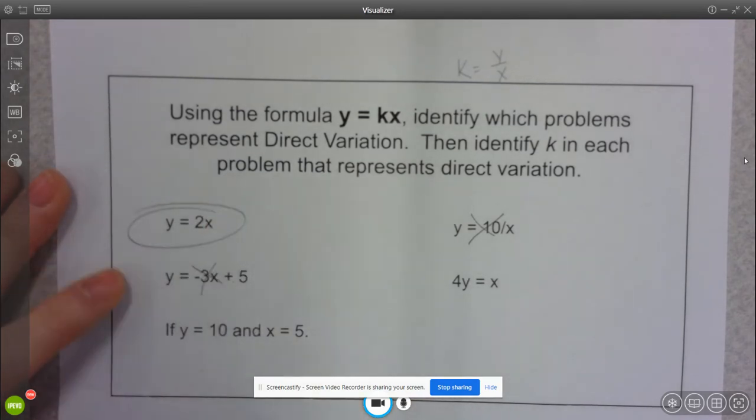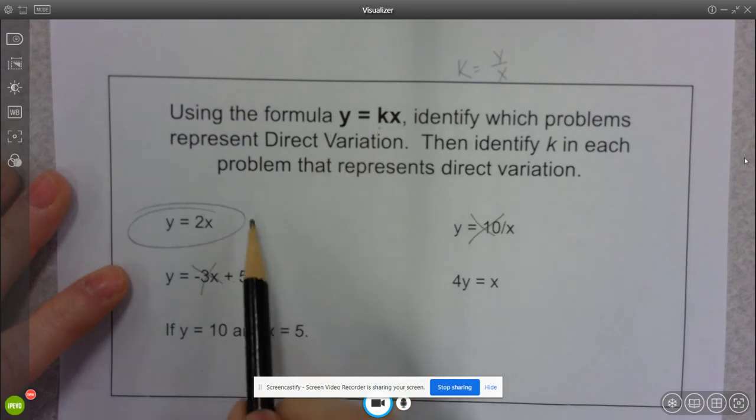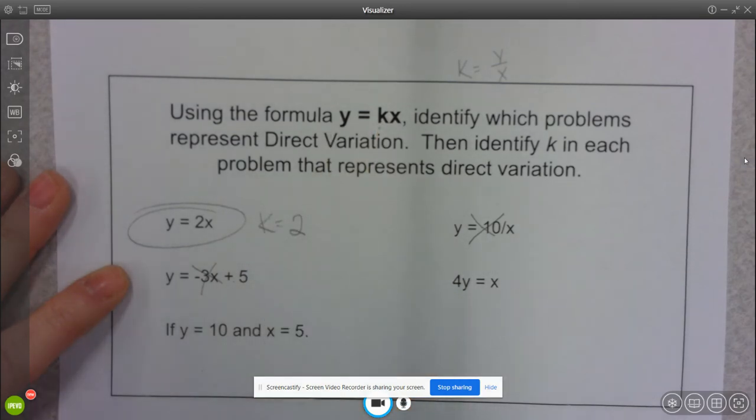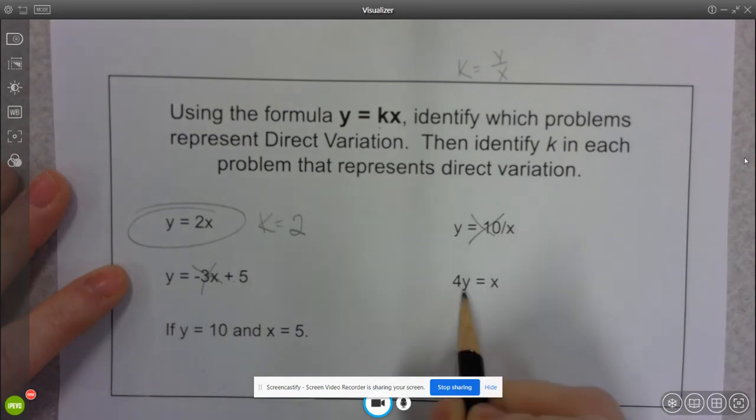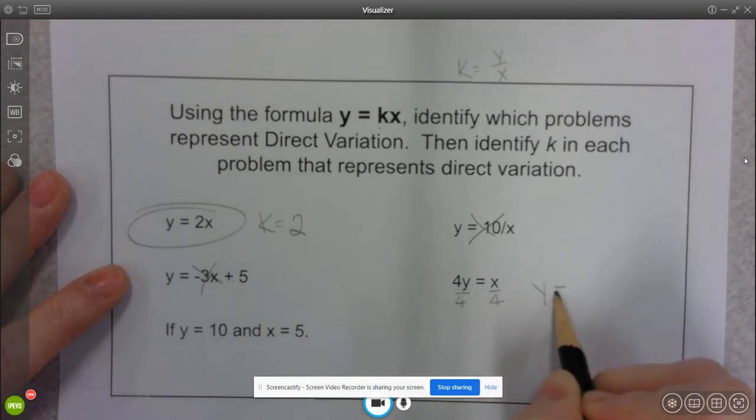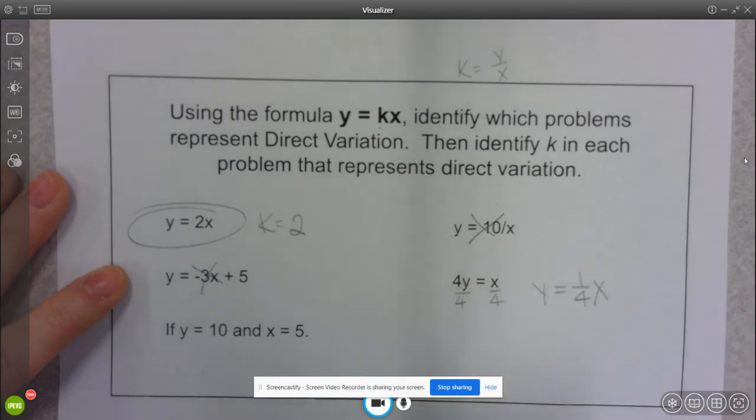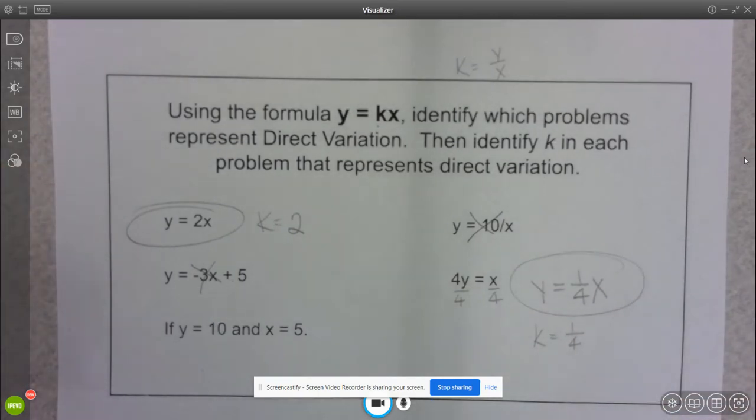Here I know for a fact this is direct variation because it looks exactly like this. So my k value would be 2. Here, if I divide by 4 on both sides, I would have y equals 1/4 x. That would be direct variation. My k value would just happen to be 1/4, which is okay. It just means it's not going to grow as fast as, let's say, our perimeter one with our constant of variation being 4.